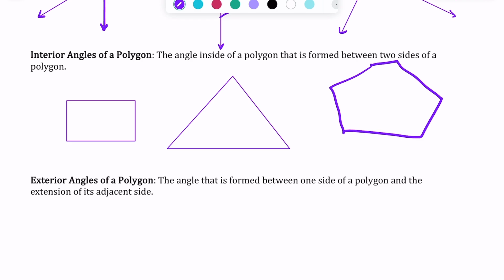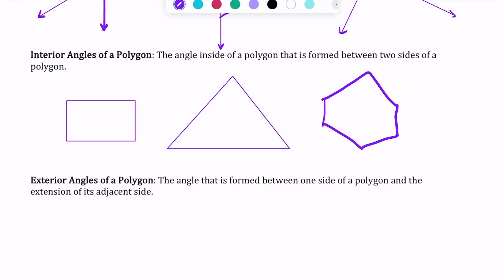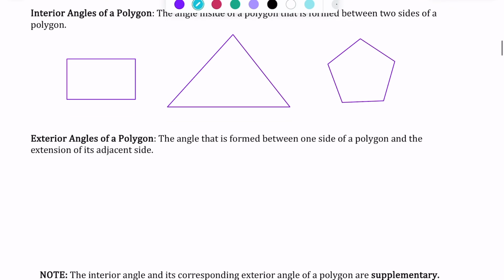Let's see if my iPad will discern any shape. It will not, but that's okay. I'll try and draw it a little bit more clearly. Oh, there we go. Here is a pentagon. Okay, all of these are polygons because they're all formed with straight lines. Now, that wasn't what we were getting at here. We were talking about interior angles.